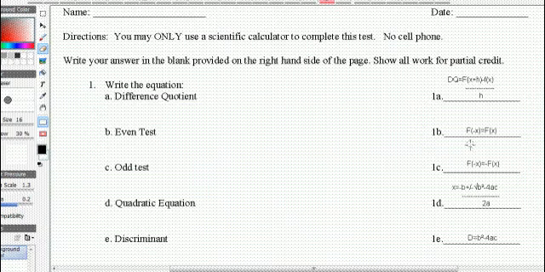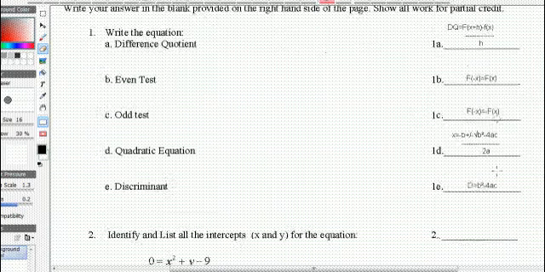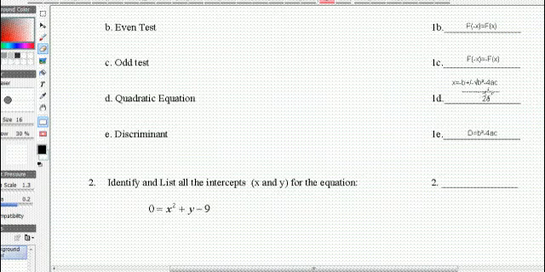Notice the left side is the same. For even, f of minus x equals f of x. For odd, f of minus x equals minus f of x. Quadratic equation: negative b plus or minus the square root of b squared minus 4ac, everything over 2a. The discriminant, b squared minus 4ac, tells you what type of solutions you have.